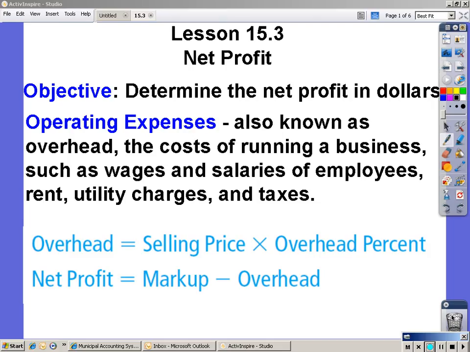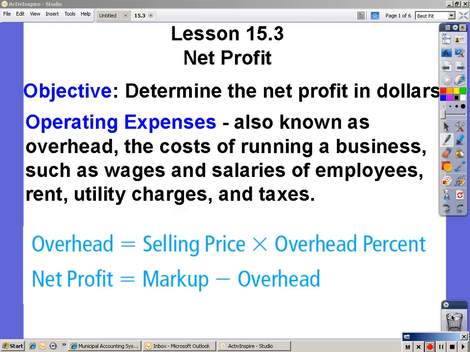Okay, lesson 15.3, net profit. Your objective today is to determine the net profit in dollars. Operating expenses are also known as your overhead. Overhead are the costs of running a business, such as wages and salaries of employees, rent, utility charges, and taxes.